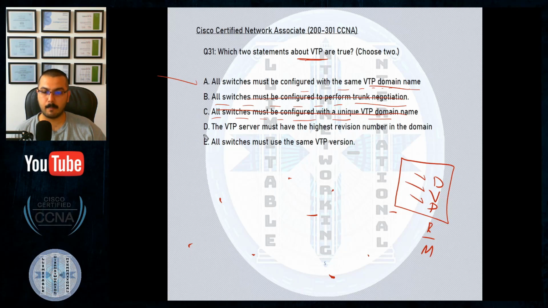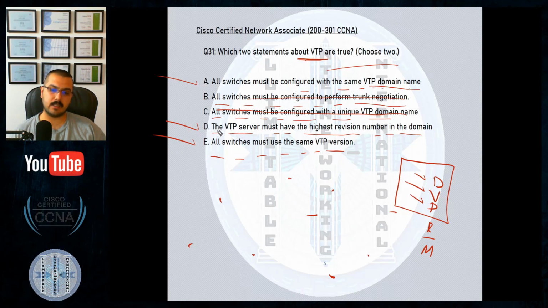Definitely incorrect. The VTP server must have the highest revision number in the domain. That is correct. It says choose 2. All switches must use the same VTP version. That is also correct. What should I do? A cannot be manipulated. All of them must have the same domain name, the same version, the same password.